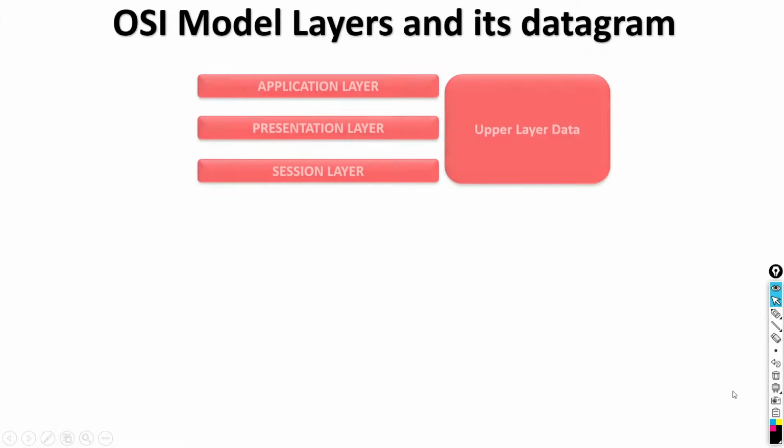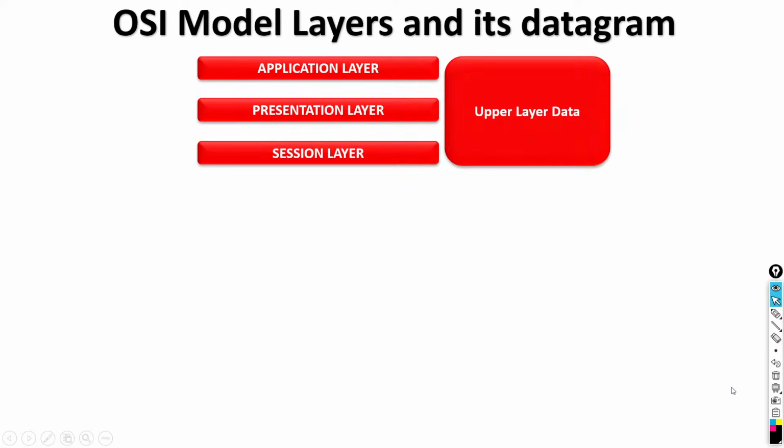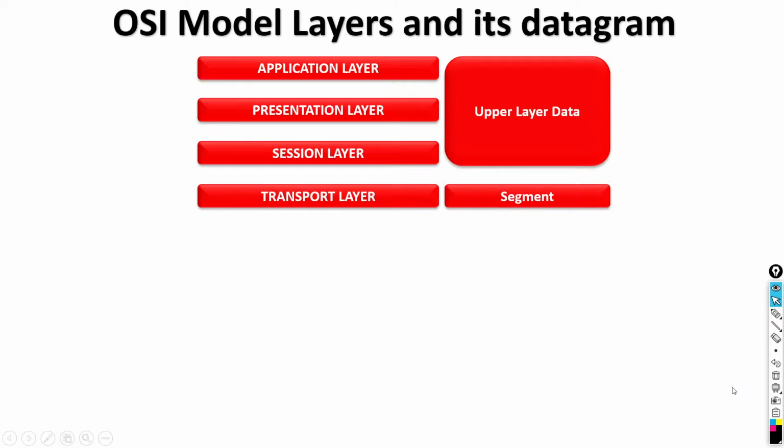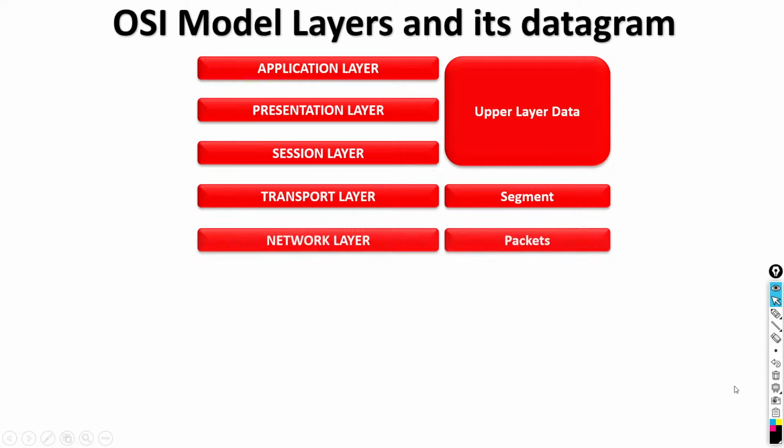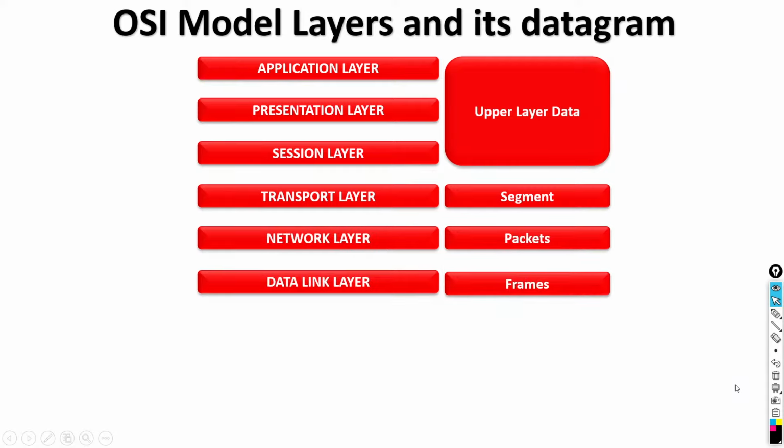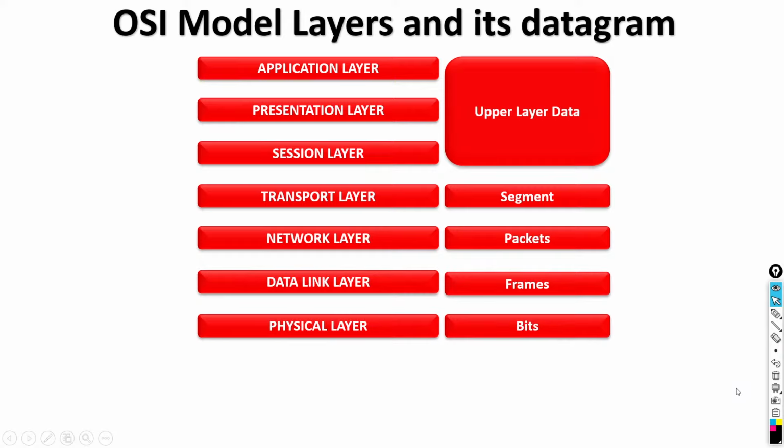And here is a small diagram. You can check it down or you can take a note. Datagram of transport layer is called a segment. Datagram of network layer we call a packet. Datagram at data link layer we call a frame. Data at physical layer we call bits.